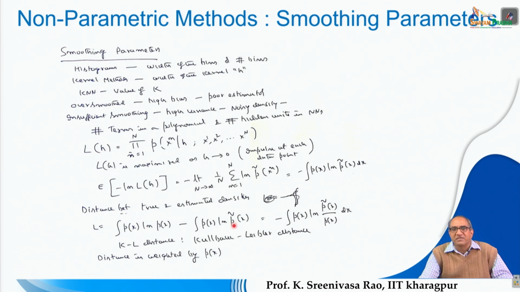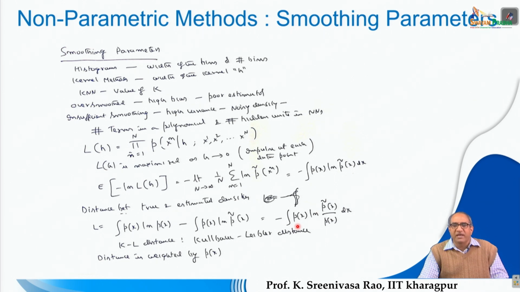By simplifying this, you can say it is log p(x) minus log p^(x), which is nothing but the integral of p(x) times negative log of p^(x) by p(x). So what it indicates is the distance between the true density and the estimated density. The difference between the two is weighted by p(x). It means that if p(x) is large, there are more data points there, and the distance will be given more weightage.